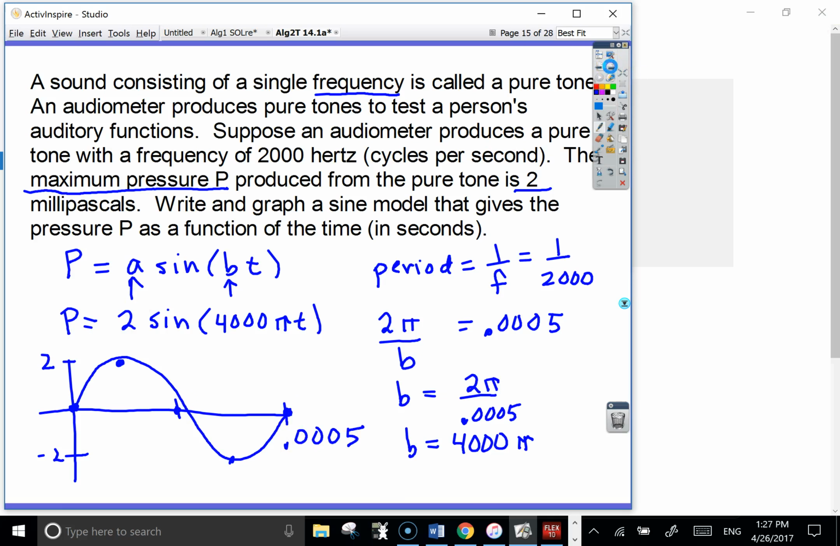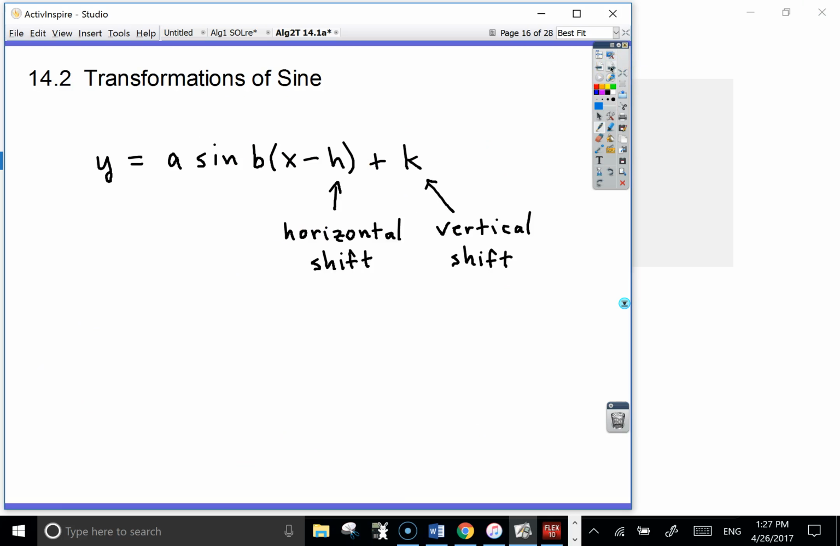Okay, here we go. Transformations of sine. Well, we've kind of done some transformations. You could call multiplying times a a stretch or a shrink, so that's already there. The b is its own thing, because period is something we didn't deal with in any other function. But we did have horizontal and vertical shifts of functions, and we'll have the same thing here.